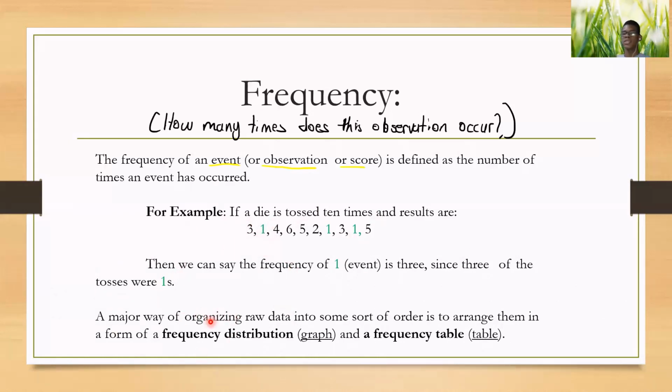So that brings us to the last sentence, which says, a major way of organizing raw data is to put them in some sort of frequency distribution, that's a graph, or frequency table, right? Again, fancy words for simple things. I'm just referring to a graph and a table. You can either put it on a graph or put it on a table. That's what it means. Don't let the fancy terms confuse you. Frequency distribution just refers to a graph, and frequency table just refers to a table, right?